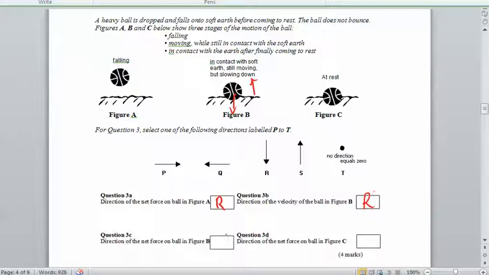Direction of the net force, though, is up. S. And the direction of the net force on the ball at C, well, that's clearly net force is zero if it's at rest.